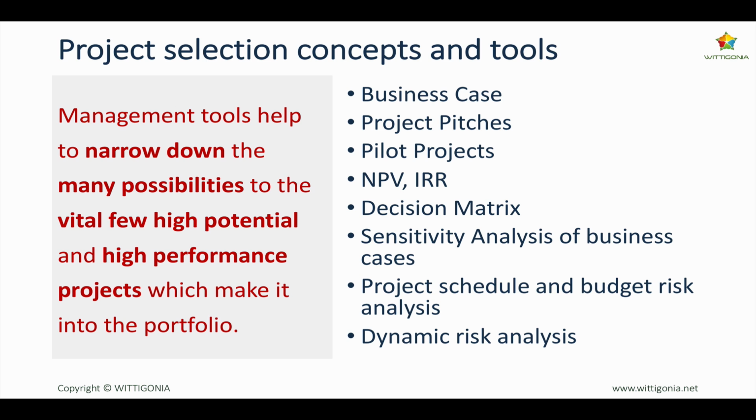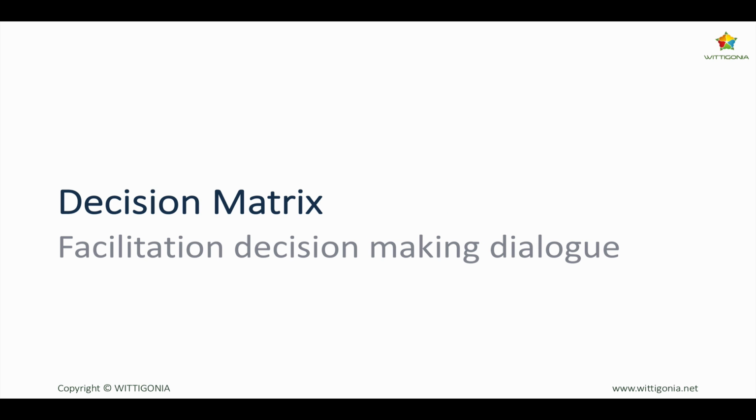Now, these are all tools to help you narrow down the many different possibilities to really the vital few options that you have. Those options that have the highest potential, the highest performance, and carry the least amount of risk, of course. Now, as promised, a very classical tool is the decision matrix.